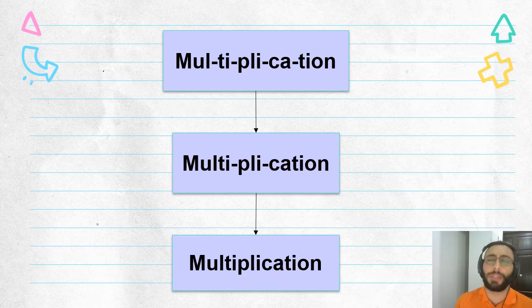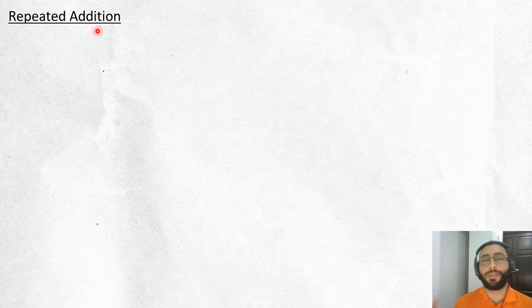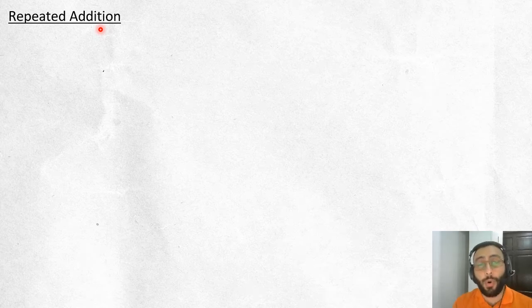Now, what is multiplication? Okay, so you already know addition. 2 plus 5 equals 7. 2 plus 3 equals 5. You already know about addition. But multiplication is just like repeated addition. For example, 2 plus 2, 5 plus 5, or 5 plus 5 plus 5. These are called repeated addition. And repeated addition is exactly multiplication.